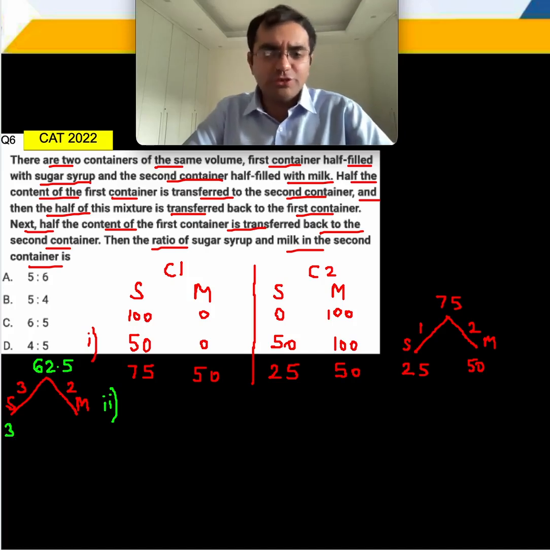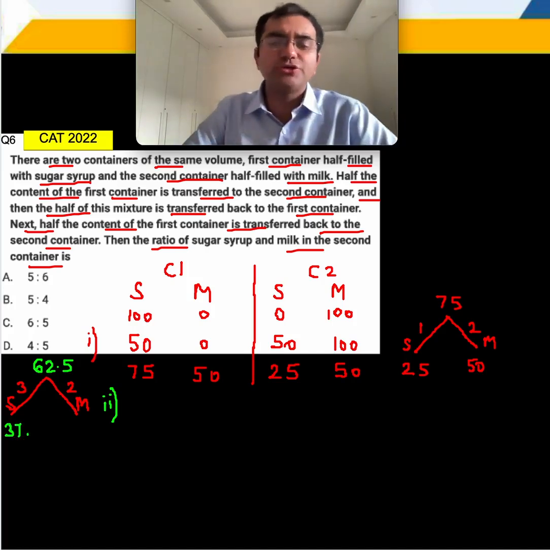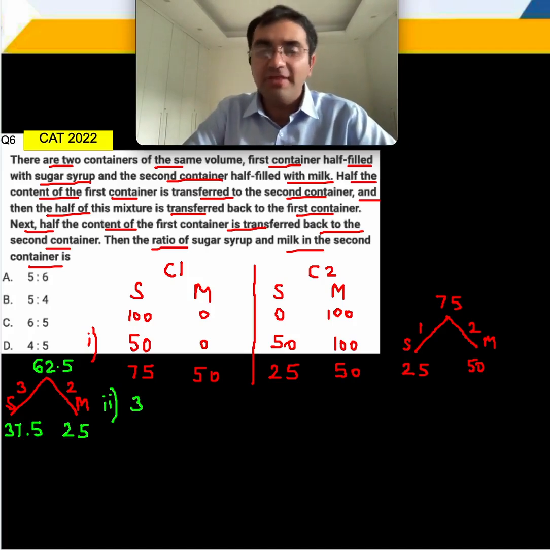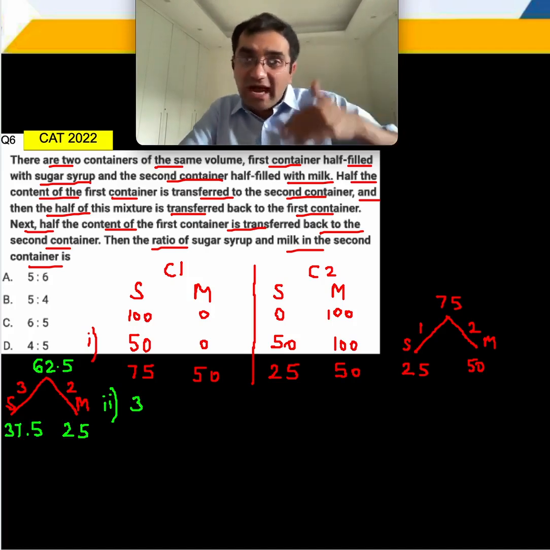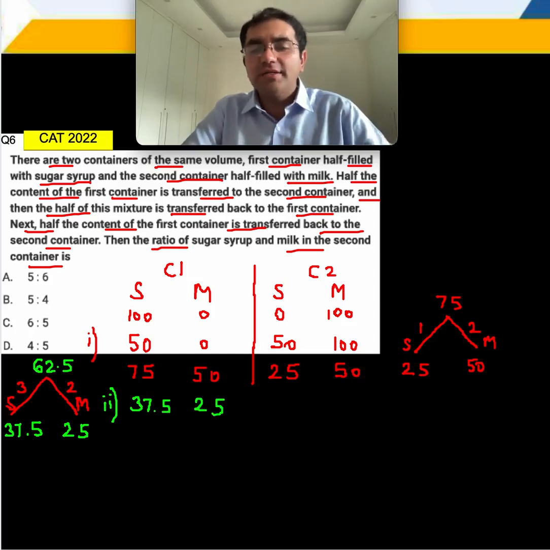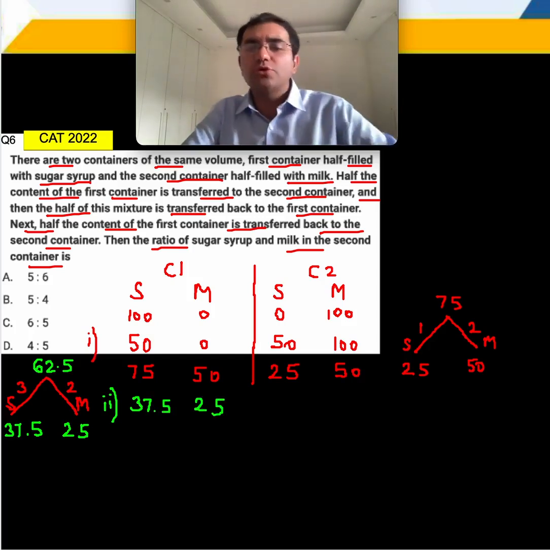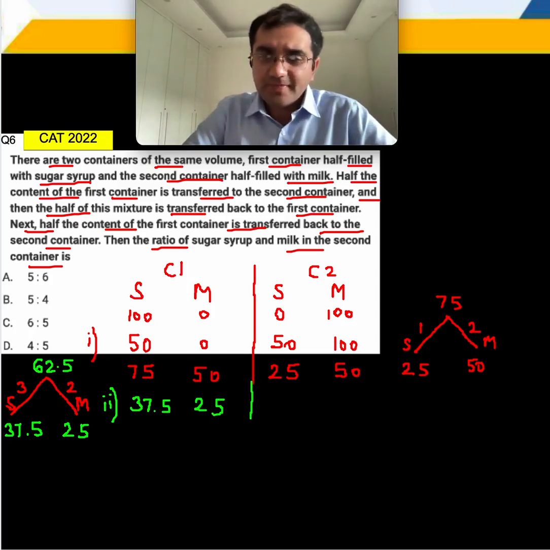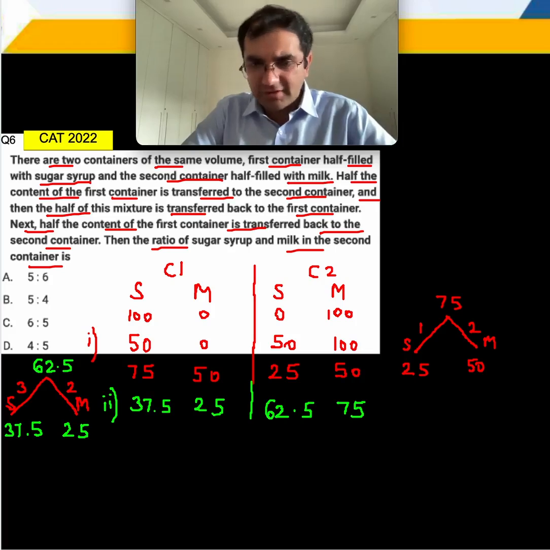125 का half is 62.5 divided in the ratio 3 is to 2, you'll get 37.5 and 25. But what I'm saying is just आधा कर दो. 75 का आधा is 37.5, 50 का आधा is 25. Both of these go to the second container. 37.5 plus 25 इधर आ गया and 50 plus 25 इधर आ गया.